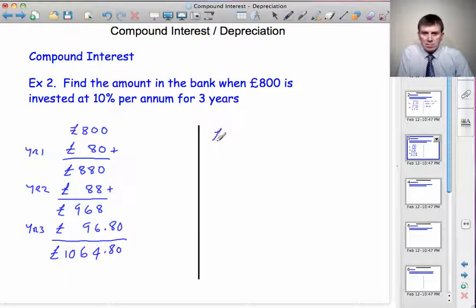Using a calculator, after 1 year, to add on 10%, we'd multiply by 1.10. Then at the end of the next year, we'd take that figure that's in the bank and multiply that by 1.10. And we'd do exactly the same at the end of the third year. So we see a formula developing here now. It's actually the amount you put in multiplied by 1.10 to the power of the number of years, in this case 3. 1.10 cubed.